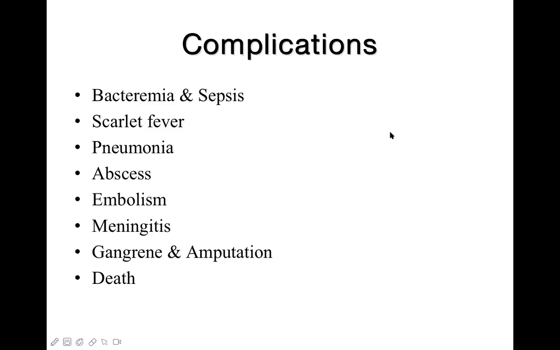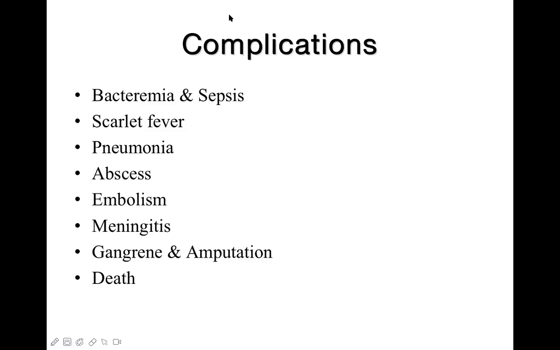Now, some of the complications of erysipelas would be bacteremia and septicemia. Definitely, this is a source of infection in our body. It can migrate from there to other areas. Scarlet fever, because the causative agent is the same, group A beta hemolytic streptococci, so scarlet fever may occur. And in scarlet fever, there are some typical signs and symptoms. Tonsillitis is the usual feature. Apart from that, there are skin rashes on the body. These are called sandpaper-like rash.